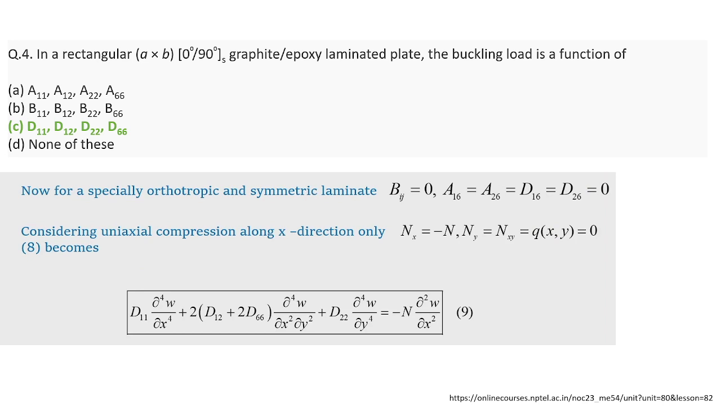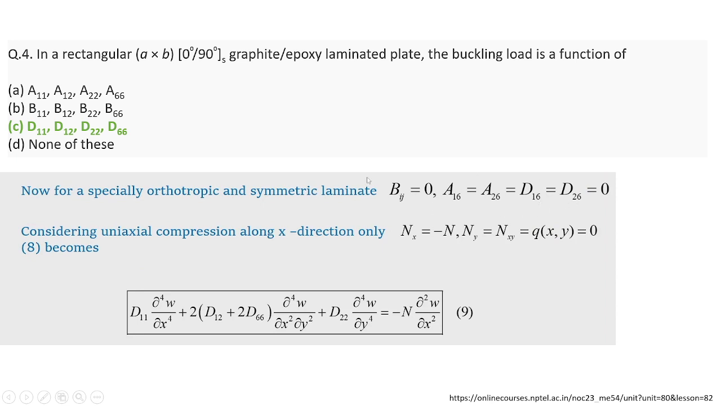Now next question. In a rectangular a cross b, 0 degree 90 degree symmetric graphite epoxy laminate plate, the buckling load is a function of the following options. Now the buckling load equation for a 0 degree and 90 degree symmetric laminate: as it is a symmetric laminate, the B matrix will be equal to 0, and 0 and 90 is present, which means it is orthotropic. As there are no angled plies, this will be an orthotropic laminate. So for an orthotropic laminate, A16, A26, D16 and D26 will also be equal to 0.